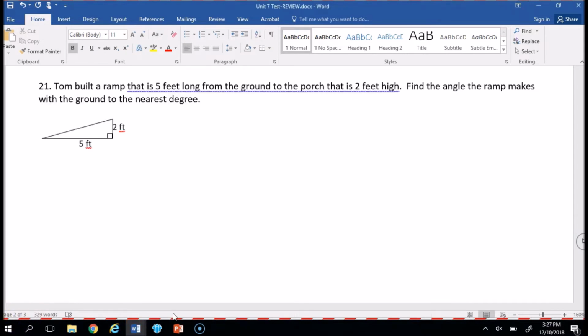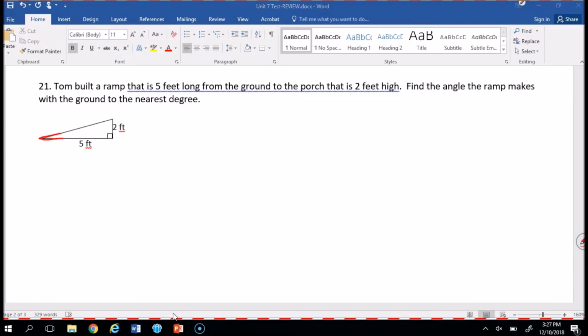Okay, we're on number 21. Tom built a ramp that is 5 feet long from the ground to the porch that is 2 feet high. Find the angle the ramp makes with the ground to the nearest degree. So when we do this, we have to figure out where the angle is we're looking for. And the angle we're looking for is this angle down here.